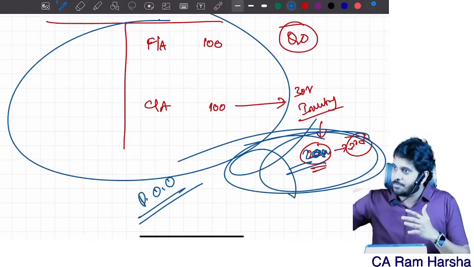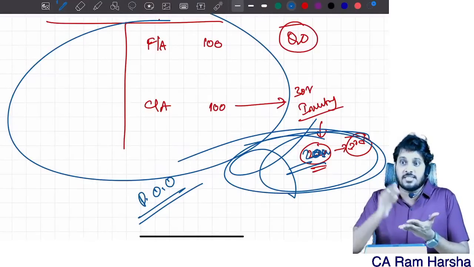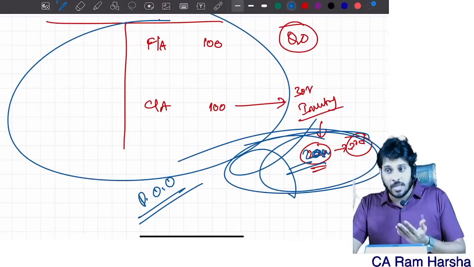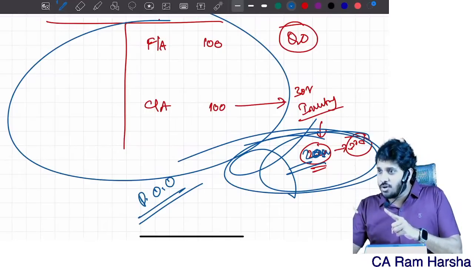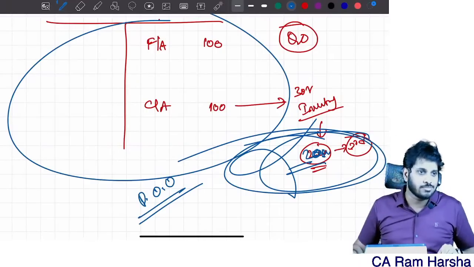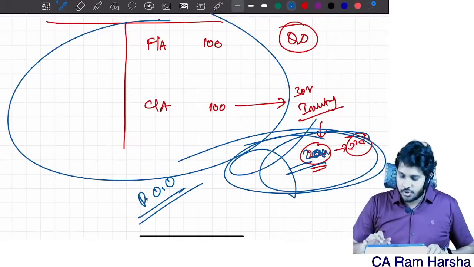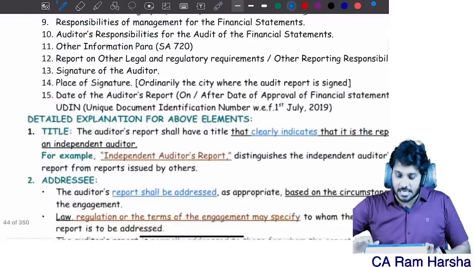We give qualified opinion in another circumstance: a mistake is there, I have proof, and the mistake is material but not pervasive. Suppose the mistake is pervasive also, then it is adverse. So the material opinion discussion is mostly over.